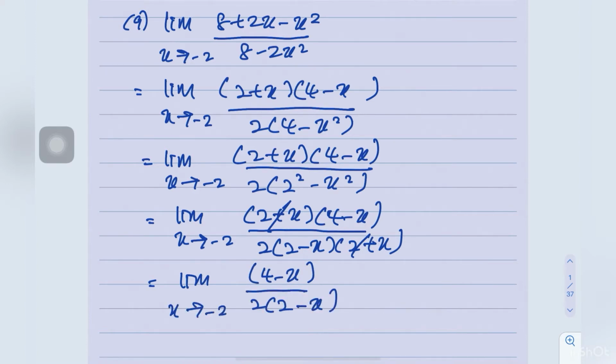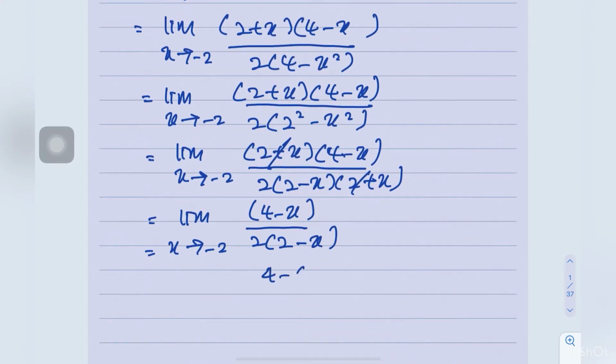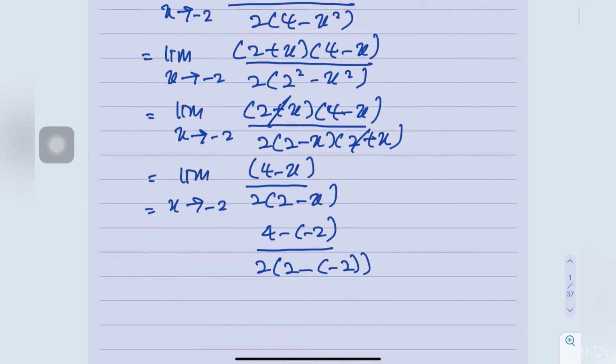Finally, we substitute x equals negative 2. 4 minus negative 2 over 2 times (2 minus negative 2). So the final answer is 6 over 8, and 6 over 8 is 3 over 4.